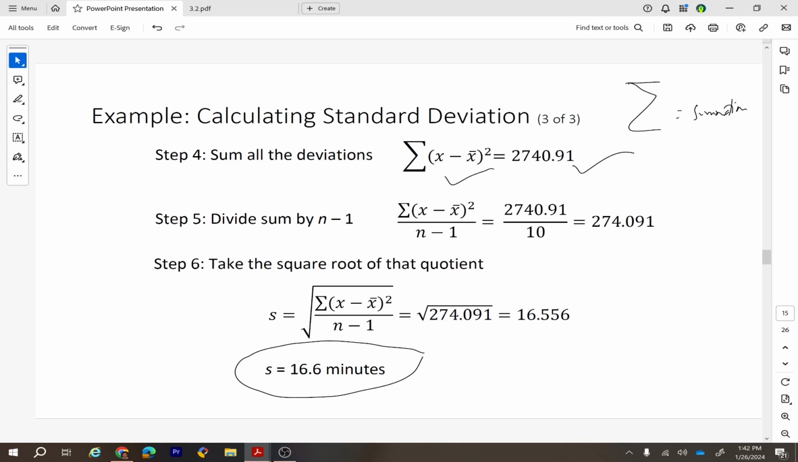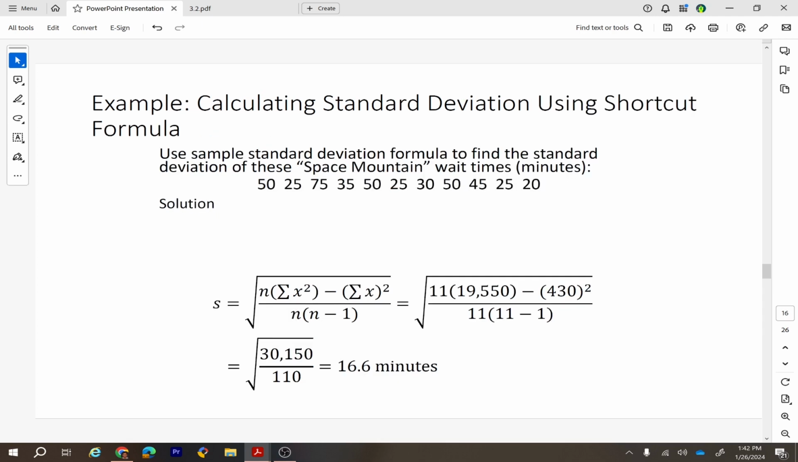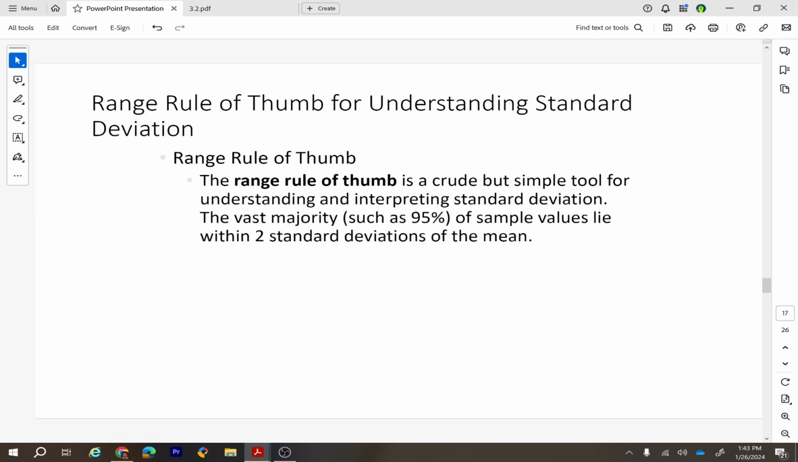The unit of the standard deviation, as you can see, is the same as the unit of the data. You can also calculate the very same thing using a different form of the formula, but eventually it's going to give you the same answer, so no worries.